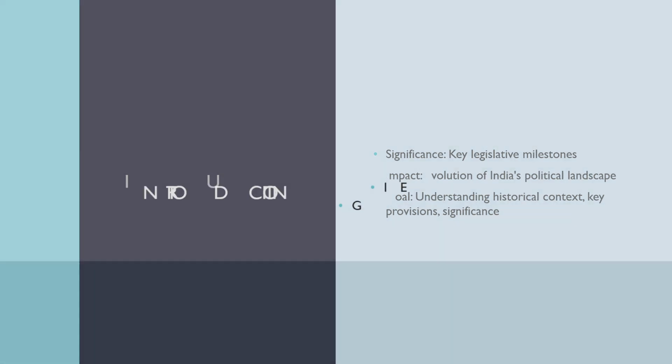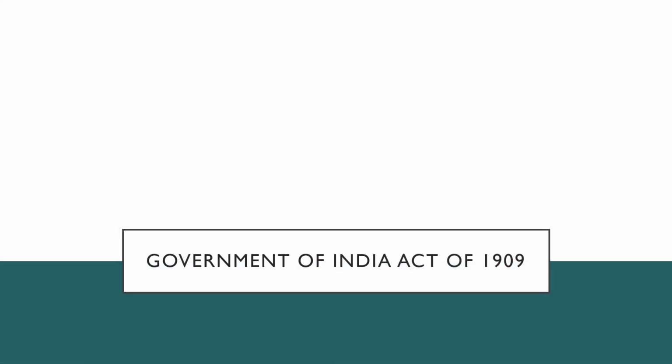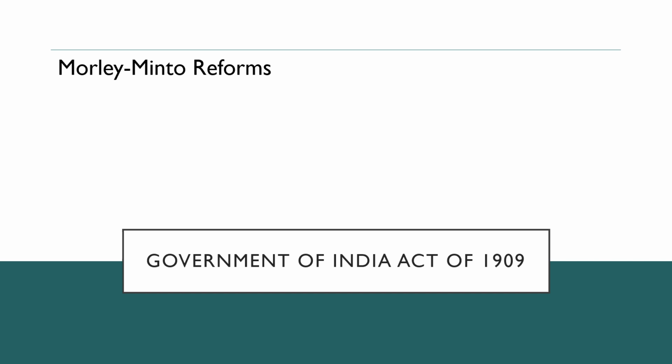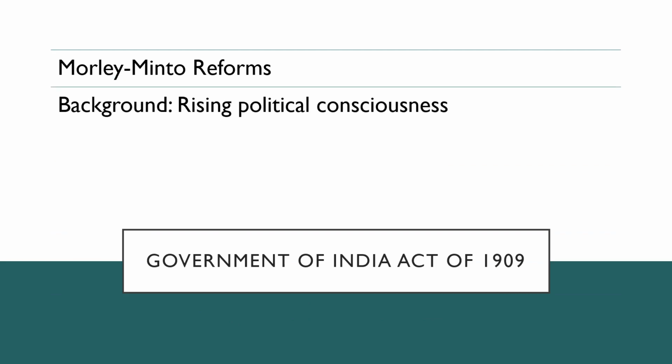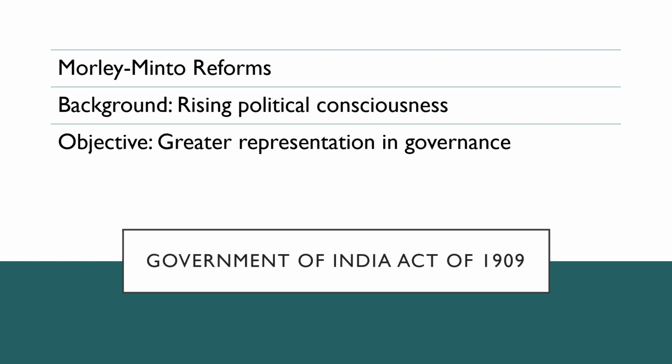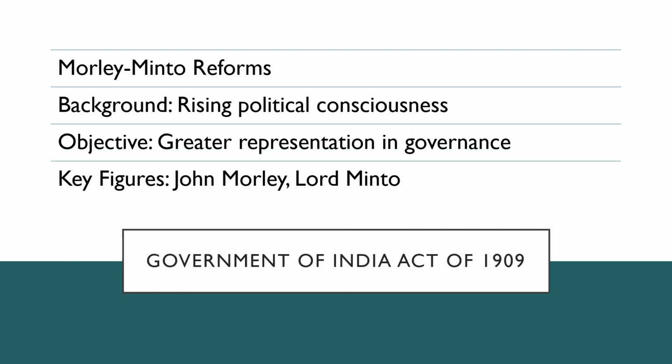First one is Government of India Act of 1909. The Government of India Act of 1909, commonly referred to as the Morley-Minto Reforms, was enacted during the period of raising Indian political consciousness and demands for greater representation in governance. The Act was named after John Morley, the Secretary of State for India, and Lord Minto, the Viceroy of India.